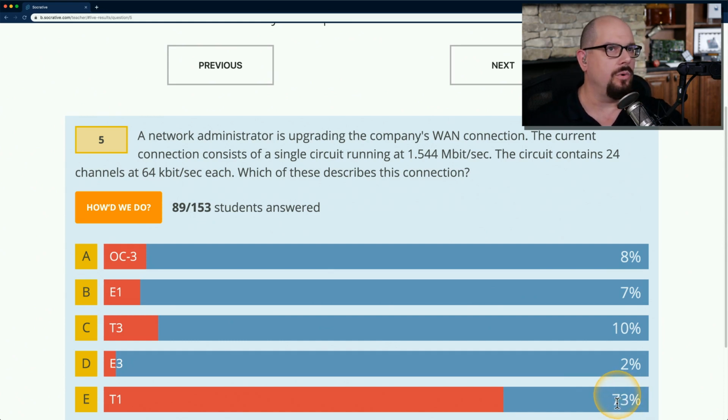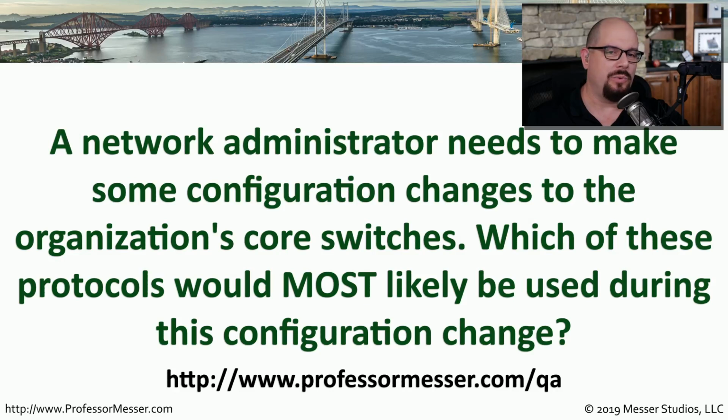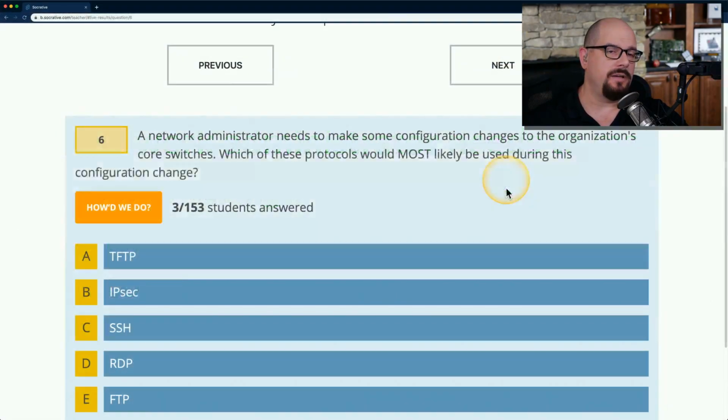We've got time for some more. Let's do another question. I've got one. Another network administrator question coming at you. This question asks, a network administrator needs to make some configuration changes to the organization's core switches. Which of these protocols would most likely be used during this configuration change?